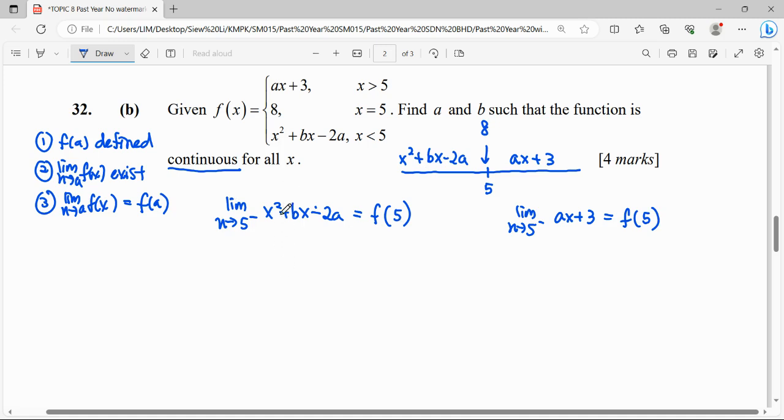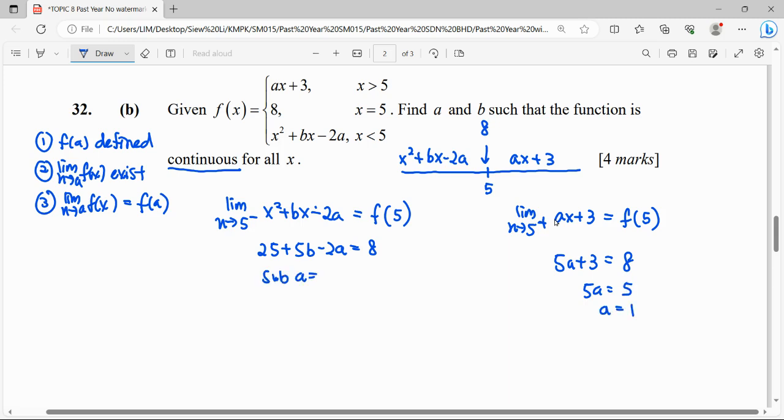Then we're going to evaluate this. When the limit as x approaches 5 from the left-hand side, we substitute x equals 5. This is 25. And then f(5) is equal to 8. And then for the right-hand side, substitute 5. We have 5a plus 3, which is equal to 8. From here we can get the value of a first: 5a equals 5, so a equals 1.